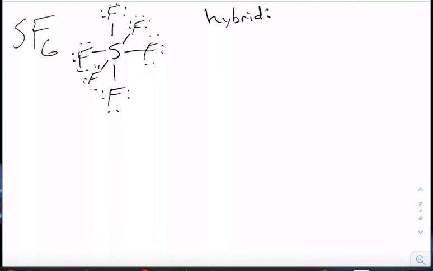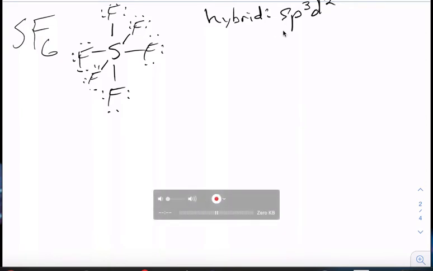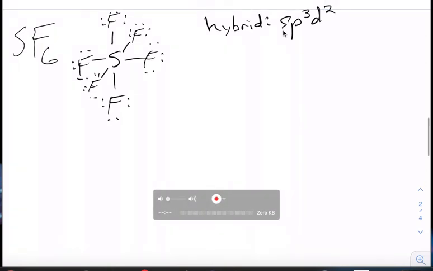what's the hybridization on our central atom. Well, if there's 6 total things around the sulfur here, that means there's 6 orbitals involved in hybridization. And again, anytime we're past 4, we need more than just s and p. So this one's going to be sp3d2. Right, and again, I cut myself off here. Sorry. So sp3d2 for our hybridization.